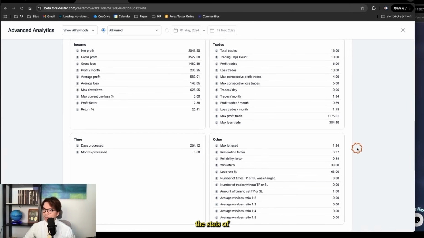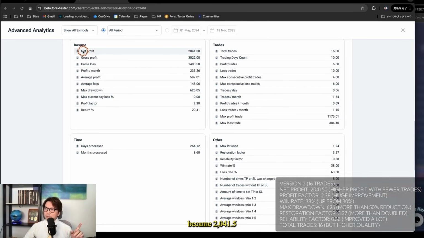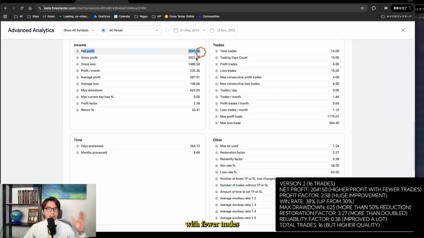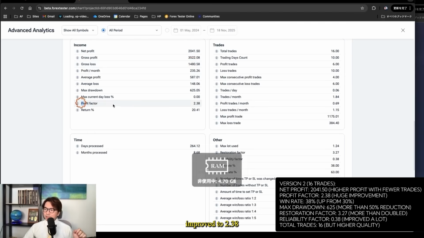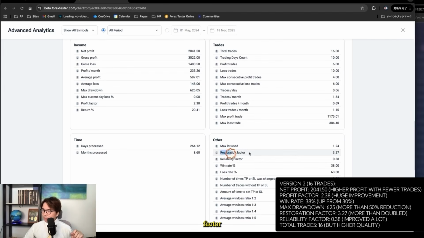Then these are the stats of version 2. Net profit became 2041.5, higher profit with fewer trades, and profit factor improved to 2.38, which is a huge improvement. Win rate became 38%, which is also up from 30% before, and max drawdown became 625.05, which is more than a 50% reduction. Restoration factor became 3.27, which is more than doubled, and reliability factor became 0.38, which is improved a lot, with a total of 16 trades.